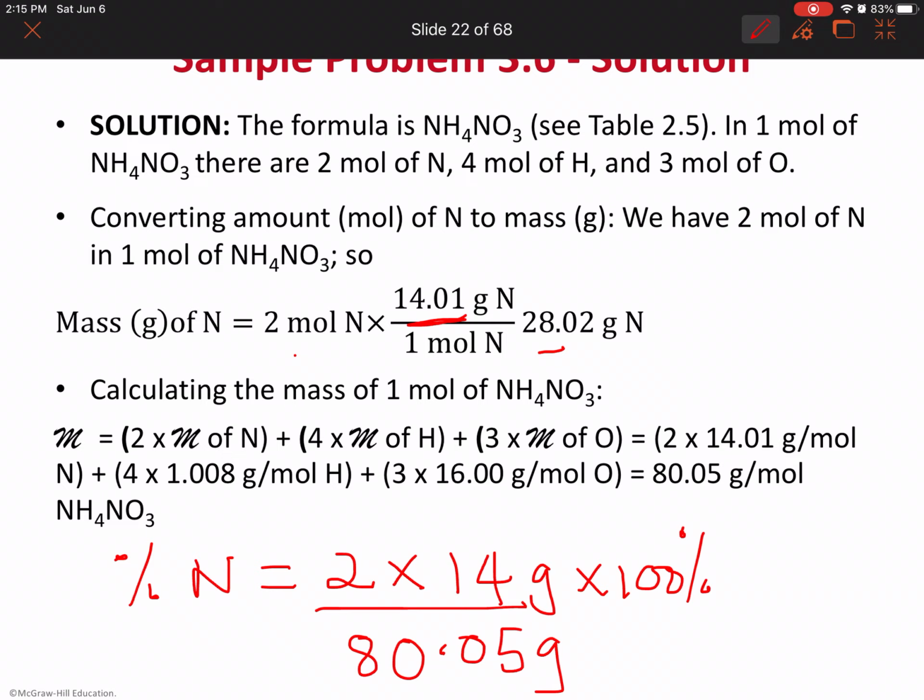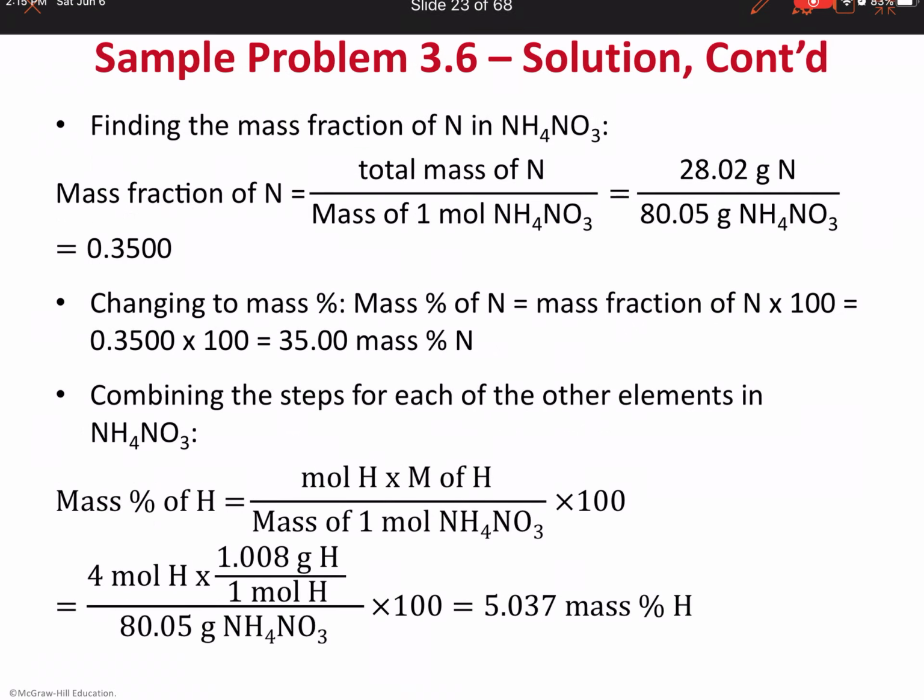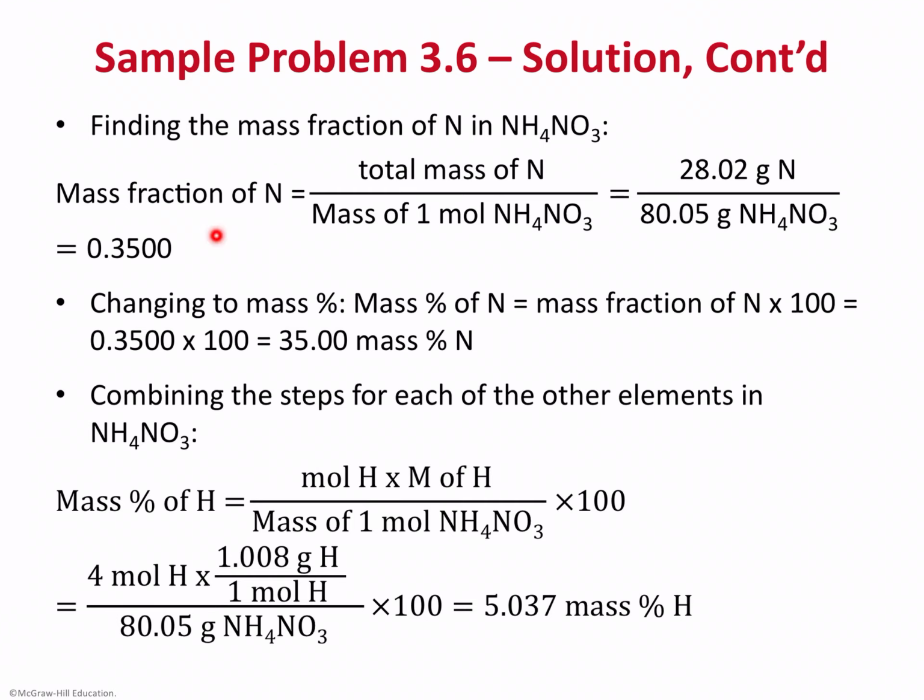Easy. How do you find the percentage of hydrogen? There are 4 hydrogens, right? 28 grams divided by 80, and then you multiply by 100. That would be 35% mass percent nitrogen. The mass percent of hydrogen would use the number of moles of hydrogen. There are 4, with a molar mass of 1.008 grams per 1 mole, and then the mass of 1 mole of ammonium nitrate, 80.05, times 100, gives 5.037.